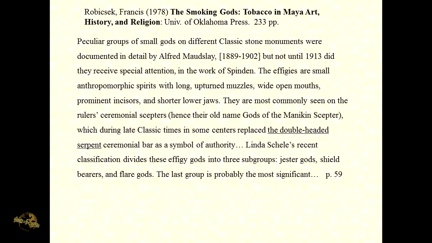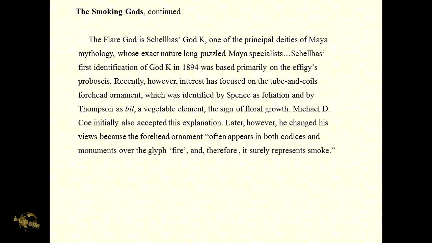Now, let's look at the last one, the flare gods. The last group is probably the most significant. Now, this is introducing you to a Mayan god here, a flare god who is also called by Mayanists God K, one of the principal deities of Maya mythology, whose exact nature long puzzled Maya specialists. Schellhas's first identification of God K in 1894 was based primarily on the effigy's proboscis. What's a proboscis? A nose.